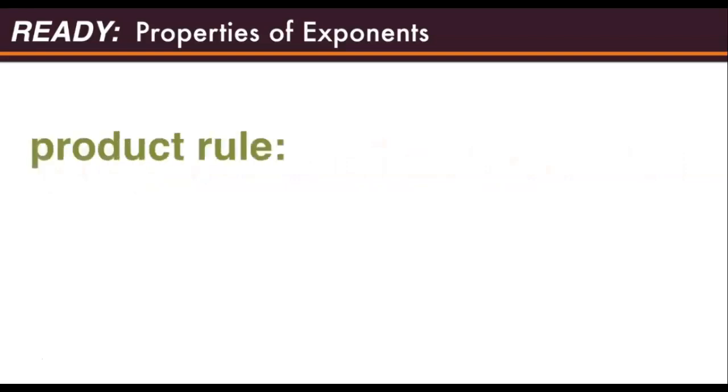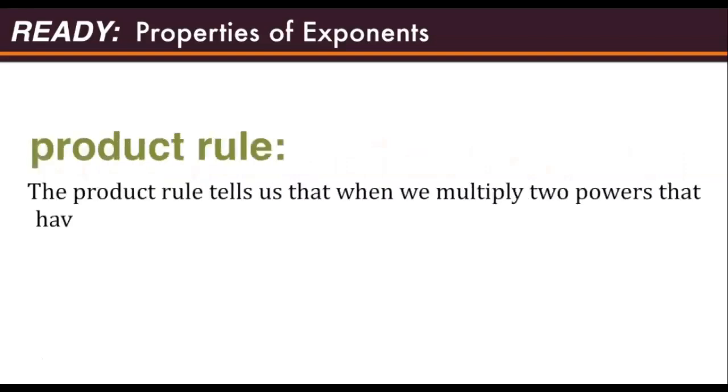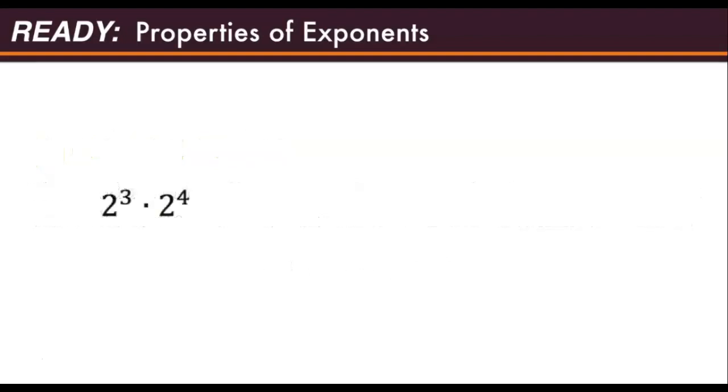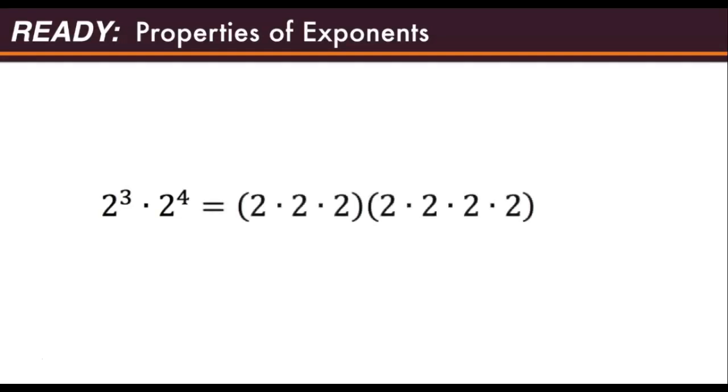The product rule tells us that when we multiply two powers that have the same base, we can simply add the exponents together. Let's look at a specific example so that we can understand why the product rule works. We'll expand each power out separately before combining them together.